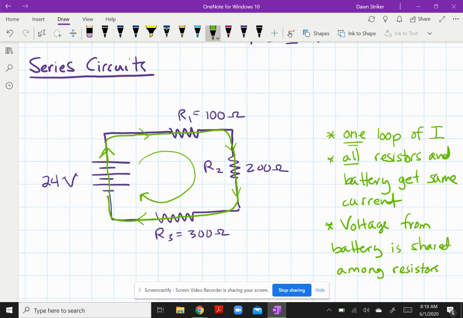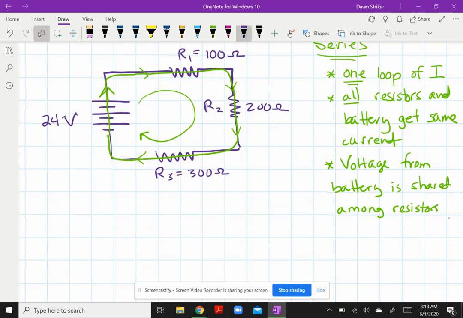So if the first resistor gets 10 volts and the second resistor gets 10 volts, well, then that means there's only 4 volts left for the third resistor. They have to add to 24 volts. And we're going to use Ohm's law to figure out how much voltage each of those batteries takes. Okay, so these are the facts about series. Different for parallel, but that's what's true for series. Okay, so those are some things to keep in mind.